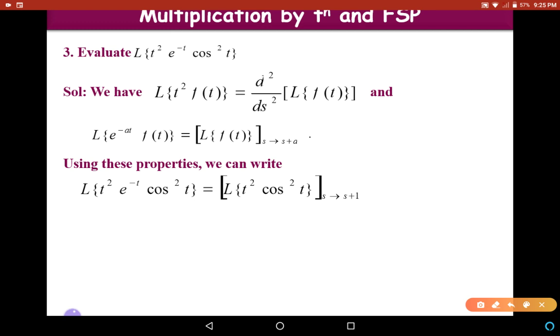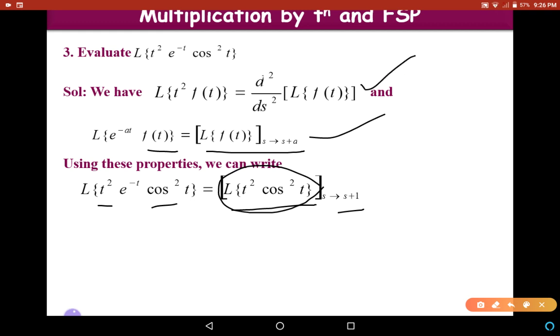This one, first shift property. Then I can write this as L of e power minus t into t square cos square t. L of e power minus t into t square cos square t from this formula is L of t square cos square t, where s is replaced with s plus 1. Now first we evaluate this L of t square into cos square t. For that we apply this property, L of t square into f of t property.